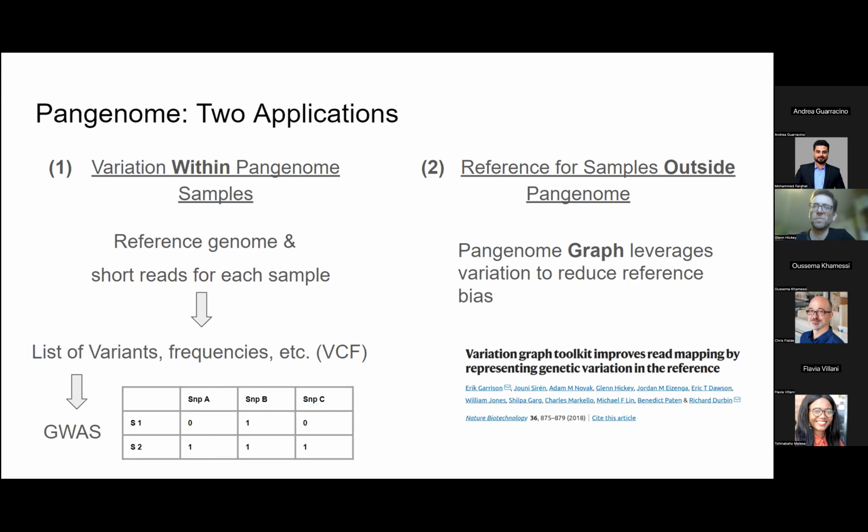I think the really major step in that was the original VG paper from Erik Garrison, who took the 1000 Genomes VCF and turned it into a literal pangenome that you could do something with. Next slide.